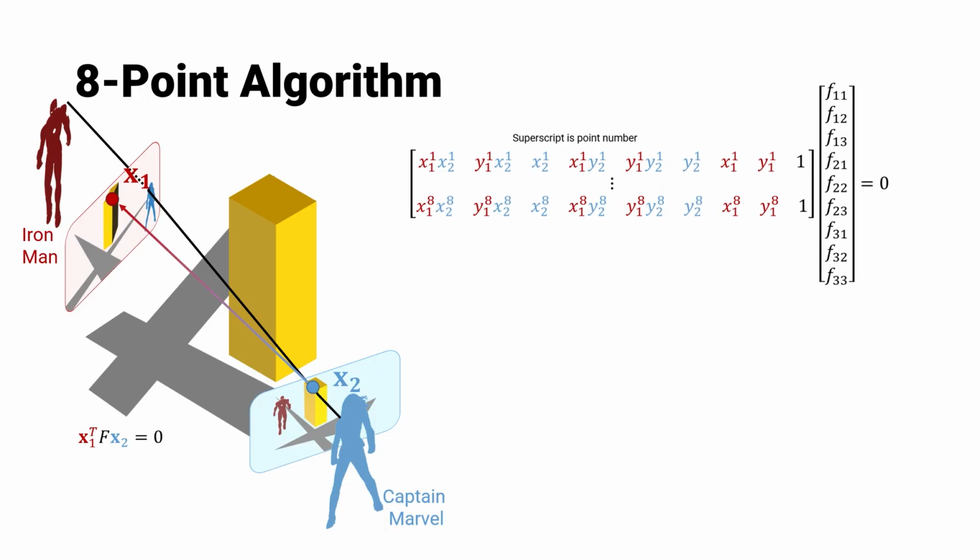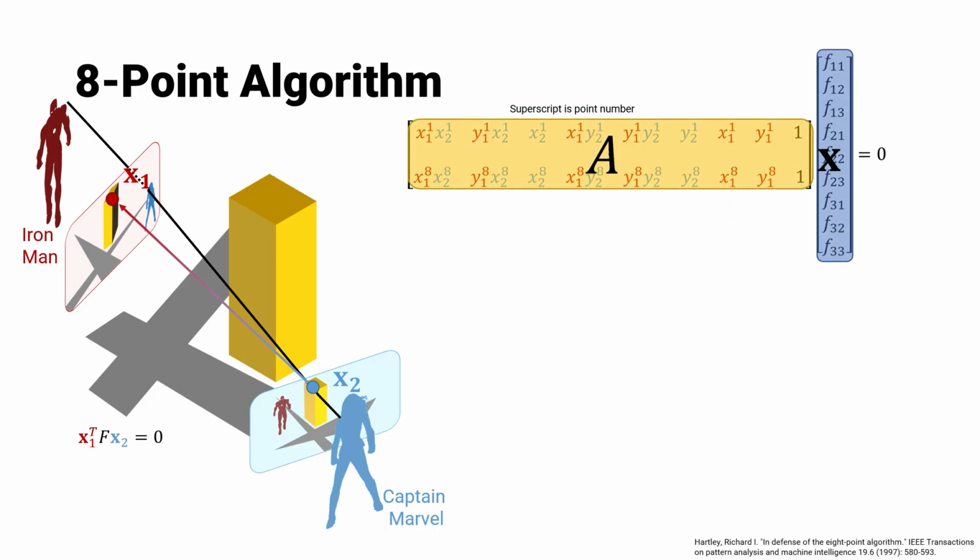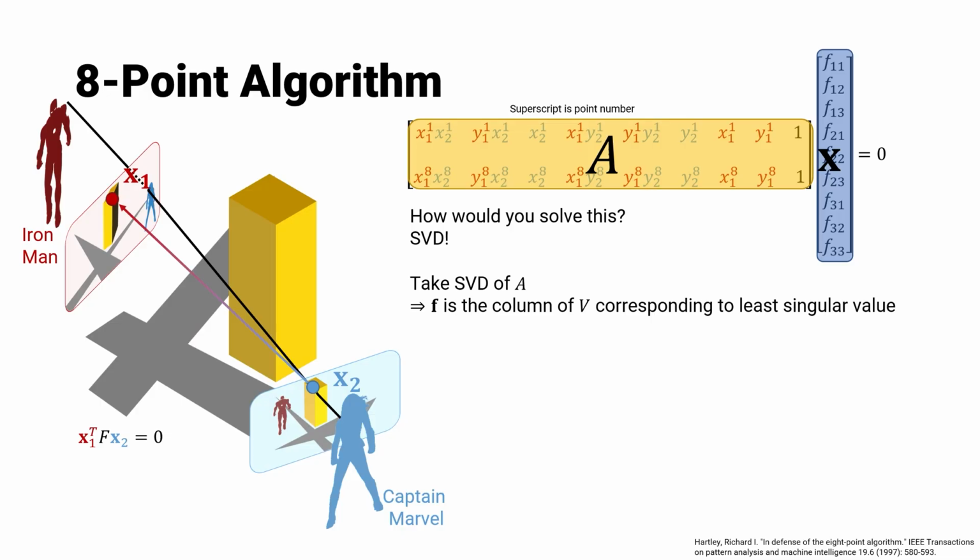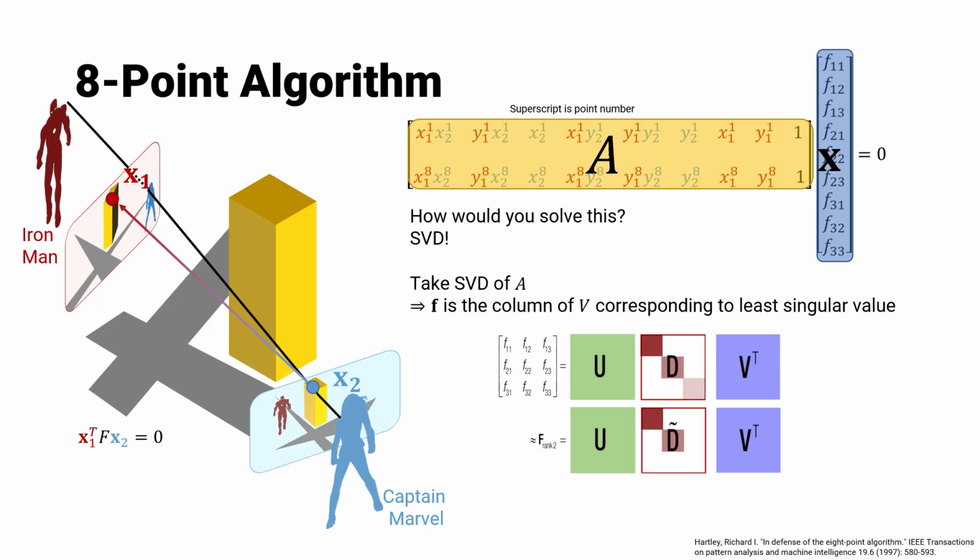So this is of the form Ax is equal to 0, which is a standard form in linear algebra. And to solve this, we will basically use SVD, singular value decomposition. We will take the SVD of A, and we will say that F is the column vector of V corresponding to the least singular value. If we write this out in math, this is what it looks like. So just to recap, we take the SVD of this matrix A, and we write this as U, D, V transpose. And we take the last column of V, which corresponds to the least singular value, and that is going to be the solution for all the elements of F.